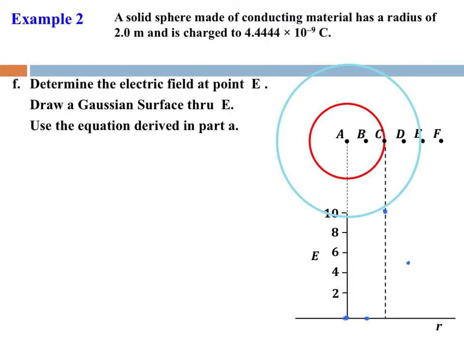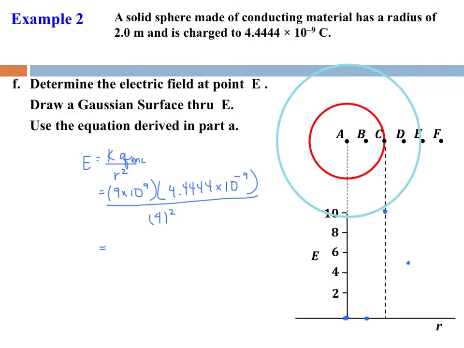For part F, we're asked to determine the electric field at point E. Again, the same charge is enclosed, but our distance is now increasing. So plugging in all of our values, you should get an electric field of 2.5 Newton per Coulomb. Again, we can see from this relationship that our electric field is going to start decreasing dramatically as our distance increases just by a little bit.